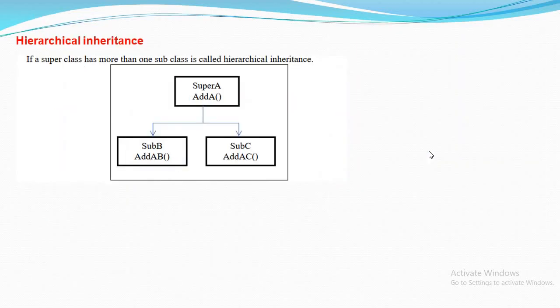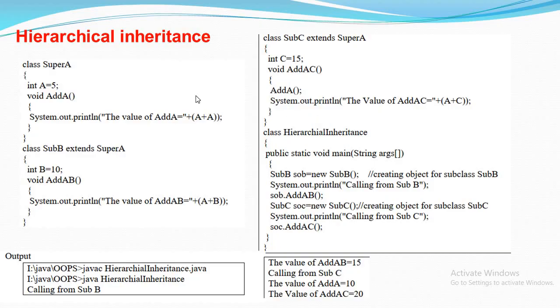Next inheritance is hierarchical inheritance. Here we use only one base class and a number of subclasses. Example program for hierarchical inheritance, with only one base class here. Class Super A is the one base class. We extend the properties of Super A. Again we use the class Sub C, which extends the properties of Super A. Here we use the functions add a, add b, and add c.